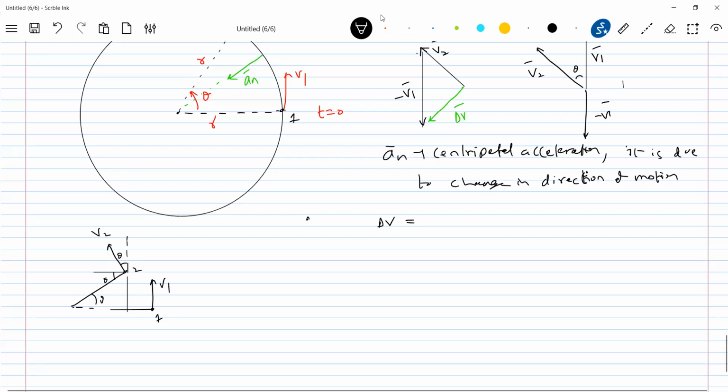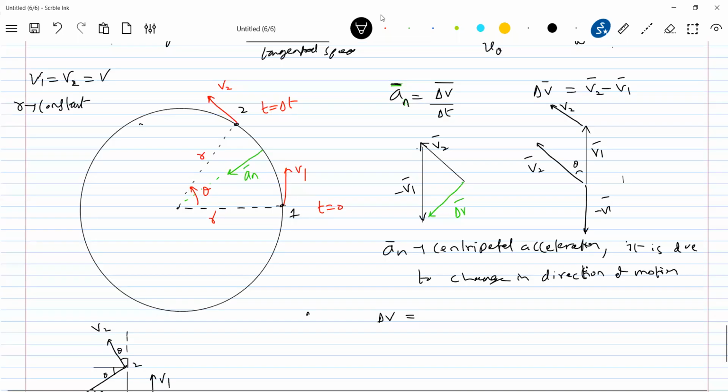This should be theta, no? So from here, open this, I'll call theta. So what will this angle be? 180 minus theta. So what is the angle between V2 bar and minus V1 bar? 180 minus theta.